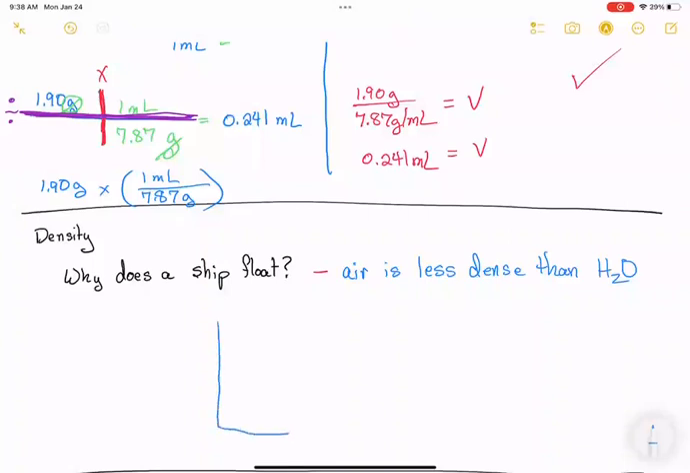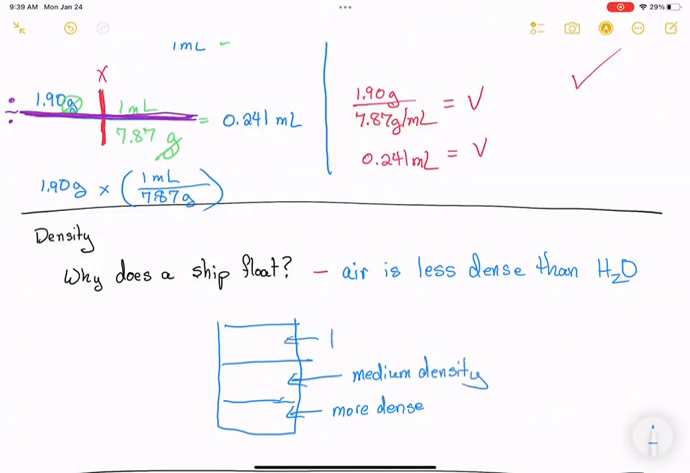So if we were to look at a diagram of multiple liquids, you would have the more dense object on the bottom, the medium density in the middle, and then finally the less dense object on top. So a ship floats because the majority of the ship is actually air, and air is less dense than water. So even though the ship is made out of metal, which is more dense than water, it's still going to float because of all the air.